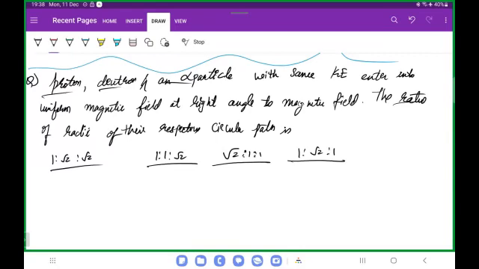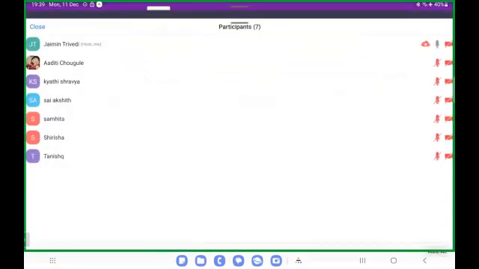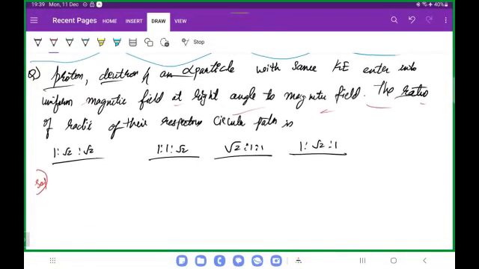Okay, right angle to it. Now, this question is easy, a little bit tricky here. I'll give you a hint. First, let me ask, are you solving? You want to try first, or shall I give you a hint? Yes, guys. You want to try first or shall I give you a hint? So I'll try. Okay.